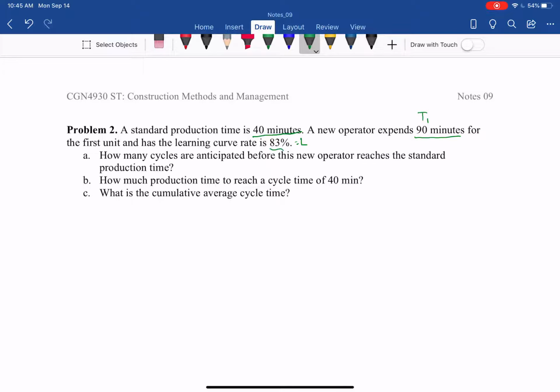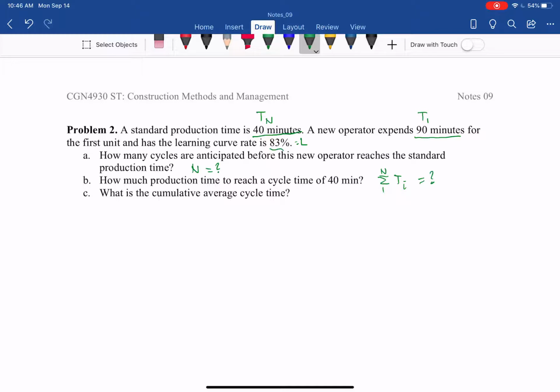So how many cycles the question asks for is N capital. To reach the standard production time, 40 minutes is Tn, and the question asks what is N capital for this problem. And how much production time to reach a cycle time of 40 minutes? How much production time? It means the sum of all the time from T1 to Tn, from 1 to N.